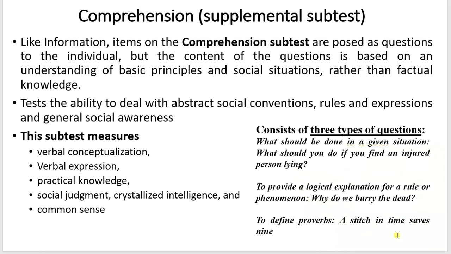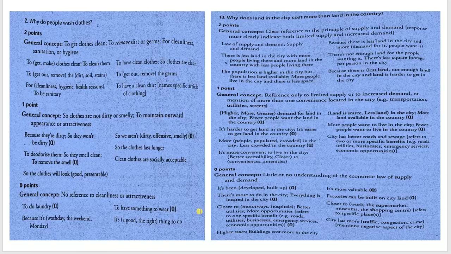So these three types of items are generally present in comprehension, and this subtest also measures the verbal conceptualization, the verbal expression, practical knowledge that is different from all other tests because all tests are basically the subtest of a single second order verbal comprehension skill. So all will be measuring verbal conceptualization, but this practical knowledge is additional, social judgment, crystallized intelligence, and common sense. This slide will show, just read it. There are some real items from the WAIS 4.